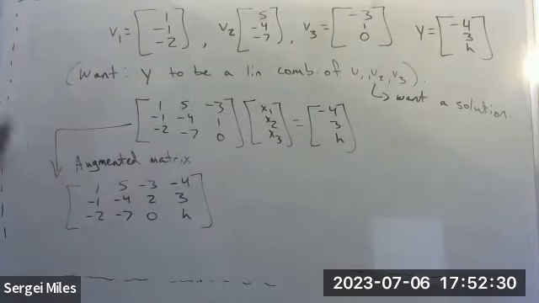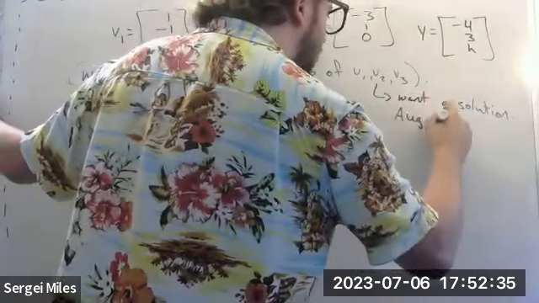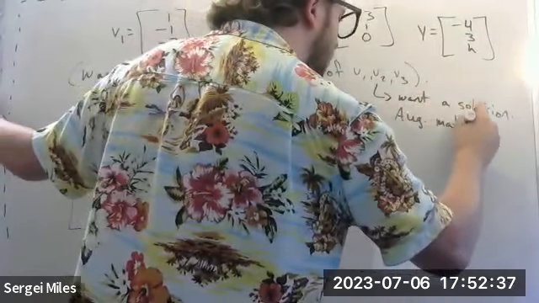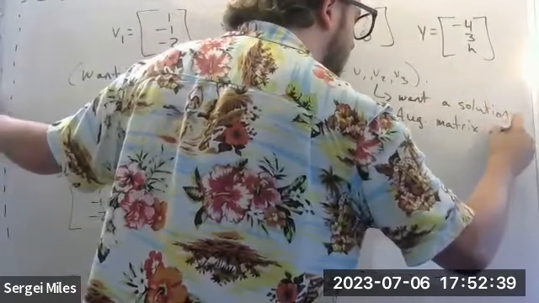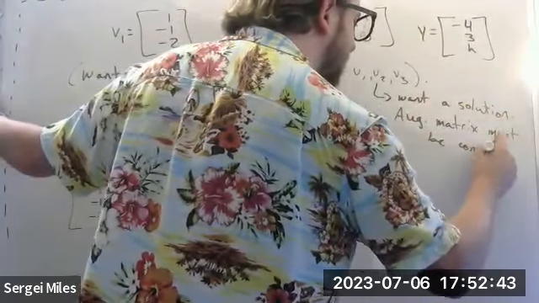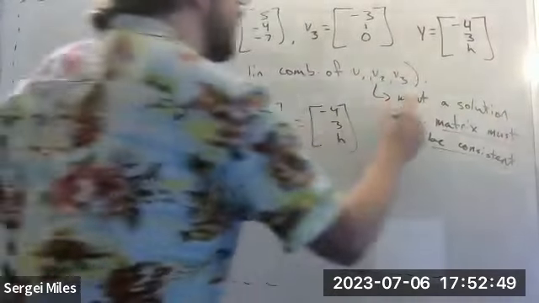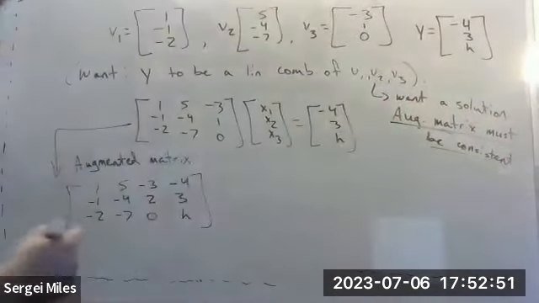Well, in order to have a solution, that means the augmented matrix must be consistent. And this is the key thing. We're pulling back the vocabulary terms we learned in the first lecture. The augmented matrix must be consistent.